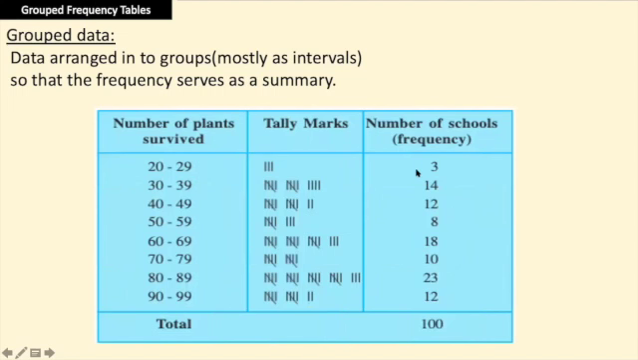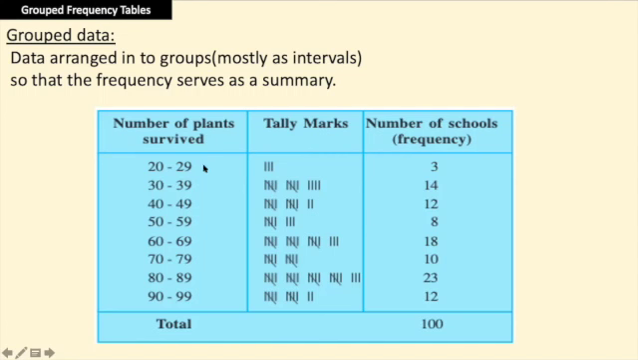This is an example of grouped data because the frequency is based on each interval. For example, from 20 to 29, there are 3 schools, or we can say there are 3 schools for which 20 to 29 plants survived after a particular period. 30 to 39, there are 14 schools, 40 to 49, 12 schools, and so on. In short, this is grouped data because it is arranged based on an interval.